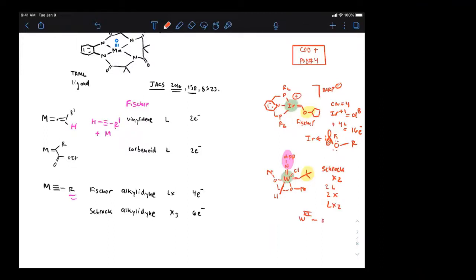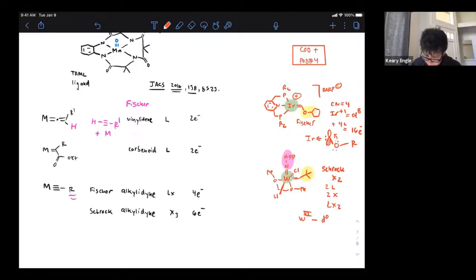d0. And then let's count up all of our ligands: 2, 3, 4, 5, 6, 7, 8, 9 ligands. Should be 18 electrons. And then we add it together to get overall 18 electron.